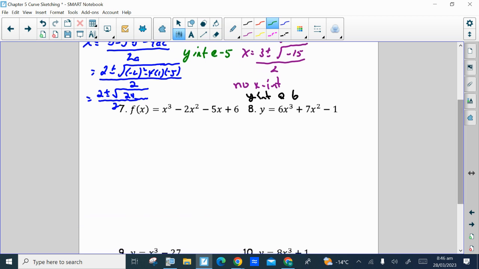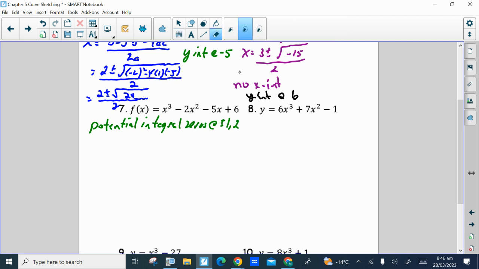So these next examples are cubic functions, third degree. And to find the x-intercepts, we need to factor. And remember that we start with the constant term of positive 6. So we have our potential integral zeros. They are factors of the constant term. Plus or minus 1, 2, 3, and 6.